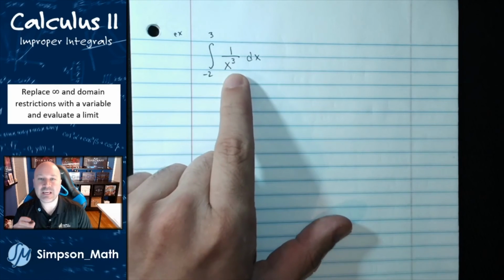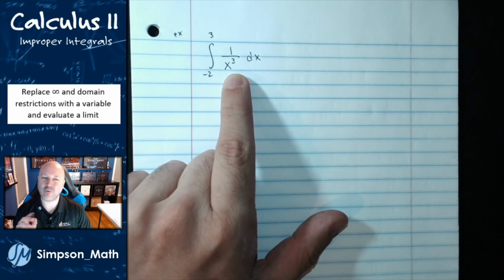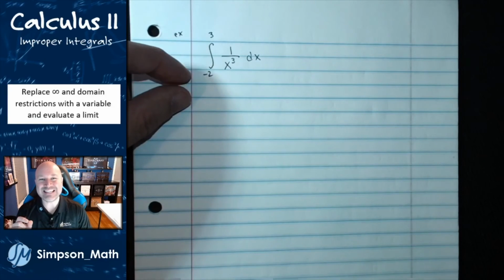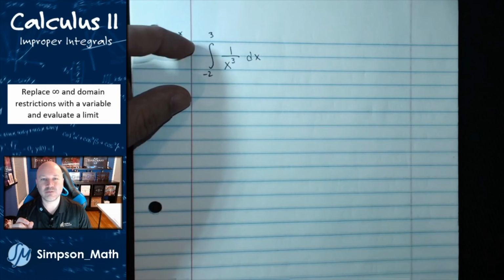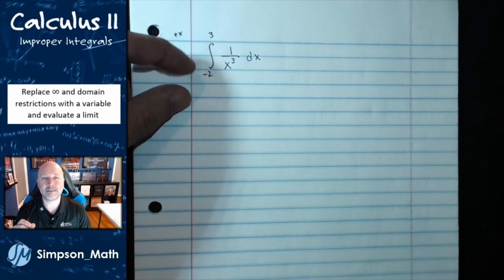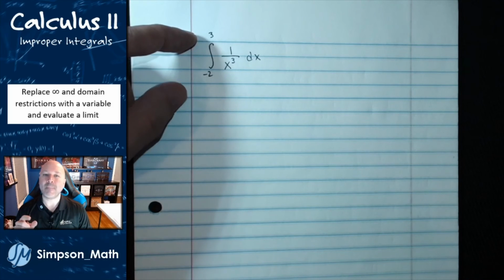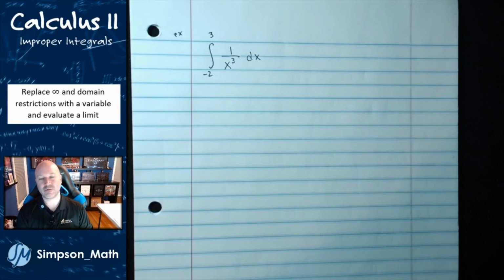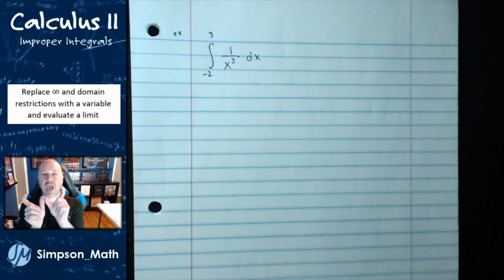This function has a discontinuity problem at what value? 0. And 0 is in this mix? Oh dear. That's a problem. So I only have one problem though, just that 0. So what I'm going to have to do is separate this integral into two pieces. I can go from -2 to 0, use a variable. Then I can go from 0 to 3 using a variable for that 0.